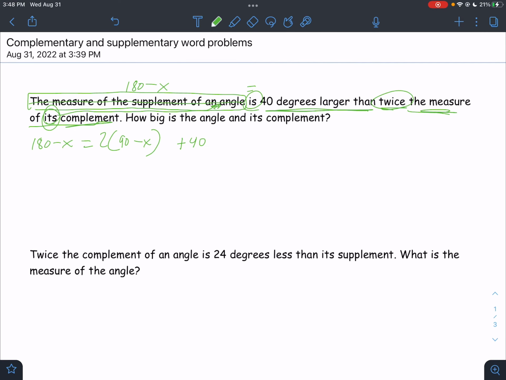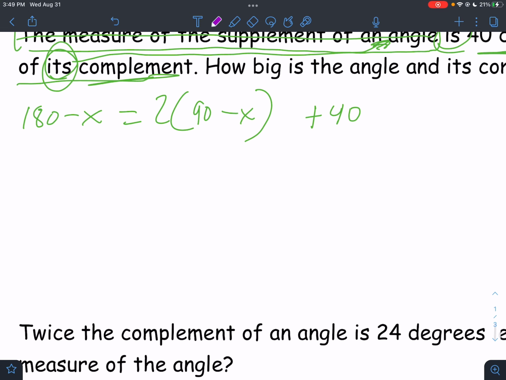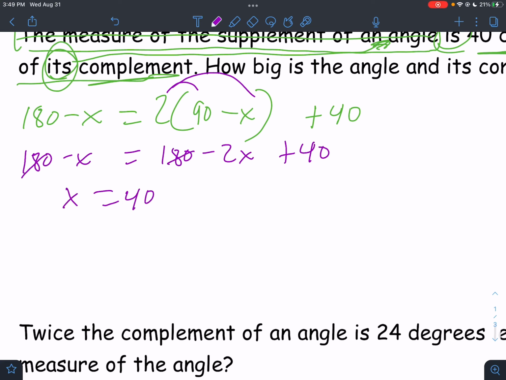So here's our equation. So read it, see if you understand it. The measure of the supplement of an angle, 180 minus x, is equals 40 degrees larger than, plus 40, twice, 2 times, the measure of its complement. Complements are 90 minus the angle, 90 minus x. All right, I'm going to solve this pretty quick. So I'm going to distribute here. I'm going to get 180 minus 2x. Don't forget we have a plus 40. Here we have 180 minus x. The 180s would cancel out. Add the 2x. I'd have x equals 40 at the end of the day.